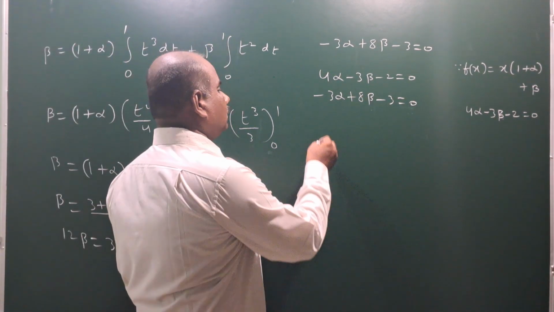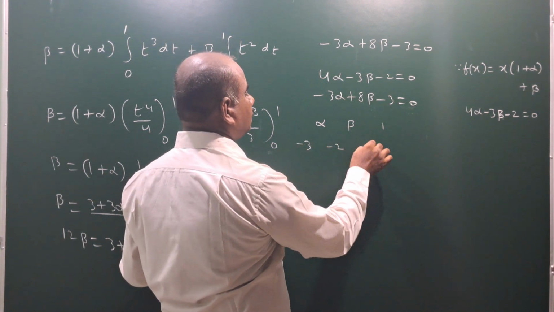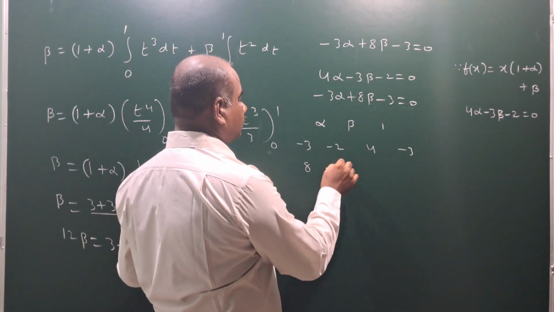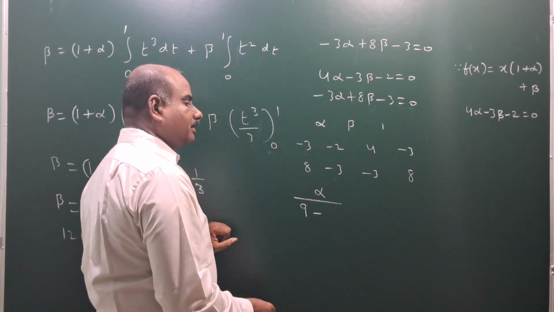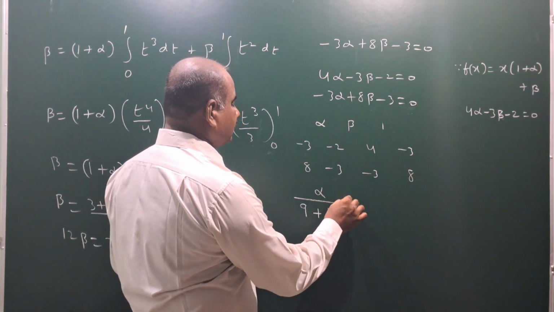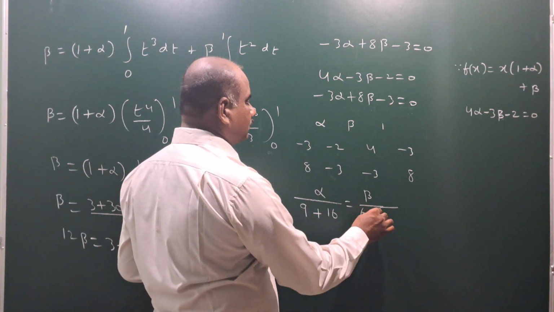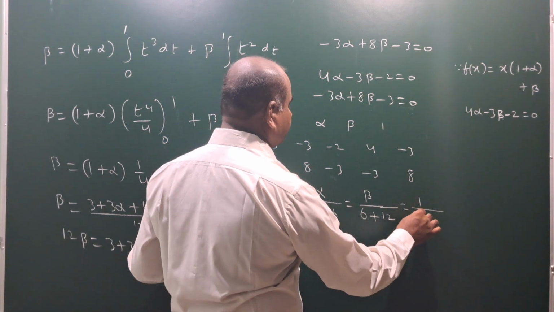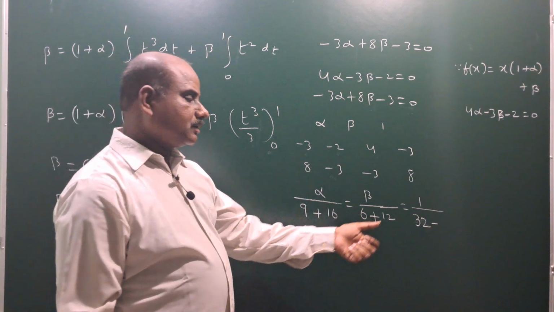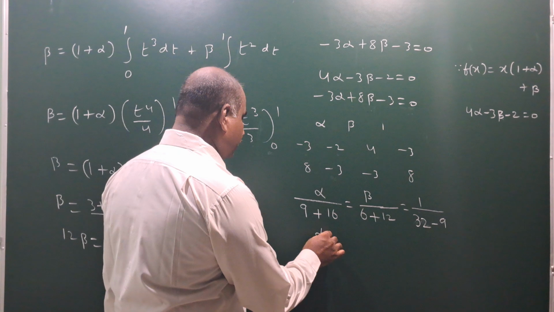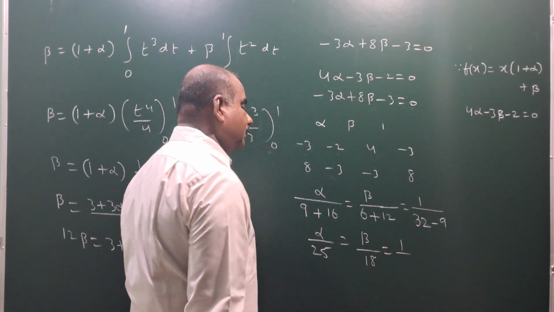Take the cross multiplication rule. Alpha, beta, 1: we write the coefficients like this: minus 3, minus 2, 4, minus 3, 8, minus 3, minus 3, 8. So alpha by minus 3 into minus 3 is 9, by formula minus 8 into minus 2 is minus 16. So minus into minus gives plus 16. Beta by minus 2 into minus 3 is plus 6, by formula minus 4 into minus 3 is minus 12. Minus into minus gives plus 12. We get 1 by 4 into 8 is 32 minus minus 3 into minus 3 plus 9. So alpha by 25 is equal to beta by 18 is equal to 1 by 32 minus 9. We get 23.